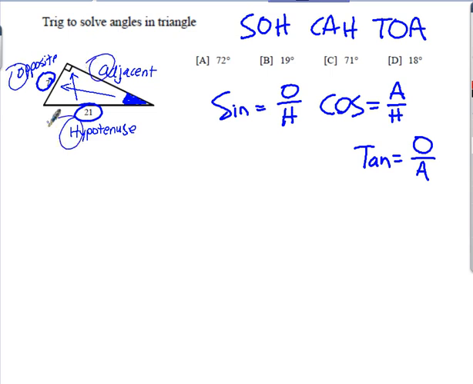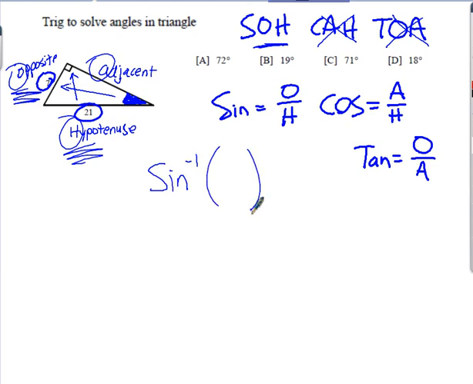Okay, so the first thing I want to do is label opposite, adjacent, and hypotenuse, and now we have an understanding of what we have. We've got the opposite and we've got the hypotenuse, so let's look at our list here and see which one of these works with opposite and hypotenuse. Well, sine works with hypotenuse and opposite, cosine works with adjacent and hypotenuse, and tangent works with opposite and adjacent, so we can't use those, so we've got to go with sine. So here's where we're going to go. We're going to find the inverse function of sine of the opposite over hypotenuse, or 7 over 21.